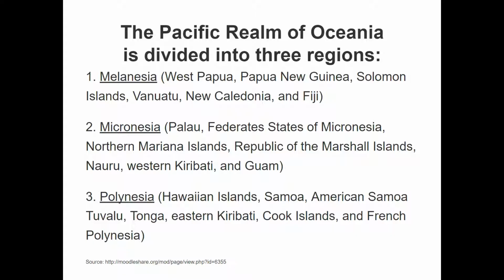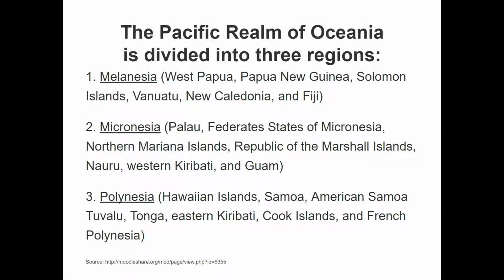So, the Pacific realm of Oceania is divided into three regions. You have Melanesia, Micronesia, and Polynesia, and we'll talk about those. Melanesia is West Papua New Guinea, the Solomon Islands, Vanuatu, New Caledonia, Fiji. Micronesia would be Palau, the Federated States of Micronesia, Northern Mariana Islands, the Republic of the Marshall Islands, Nauru, Kiribati, Guam, and then Polynesia would have the Hawaiian Islands. Yes, that's right. Samoa, American Samoa, Tuvalu, Tonga, Eastern Kiribati, the Cook Islands, and French Polynesia.